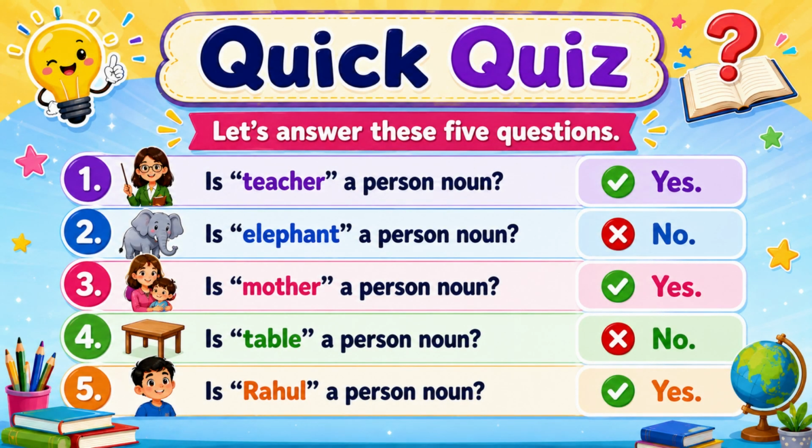Quiz. Let's answer these 5 questions. First question. Is teacher a person noun? Yes. Second question. Is elephant a person noun? No. Third question. Is mother a person noun? Yes. Fourth question. Is table a person noun? No. Fifth question. Is Rahul a person noun? Yes.